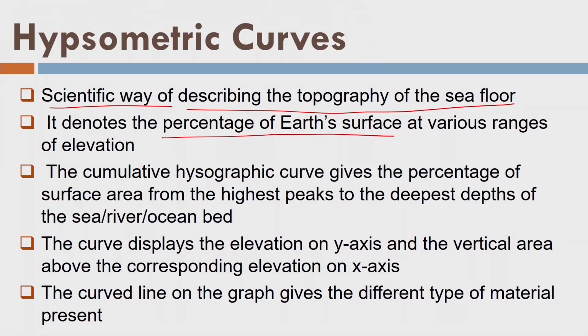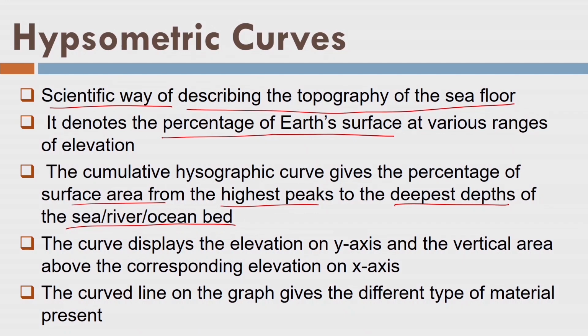The cumulative hypsographic curve gives the percentage of the surface area from the highest peaks to the deepest depth of the sea, river, ocean bed. It is a kind of elevation curve, giving where the sea depth is and what the depth is, but it is a very low scale curve. The curve displays the elevation on the y-axis and the area above the corresponding elevation on the x-axis. The curved line on the graph gives the different types of material present.